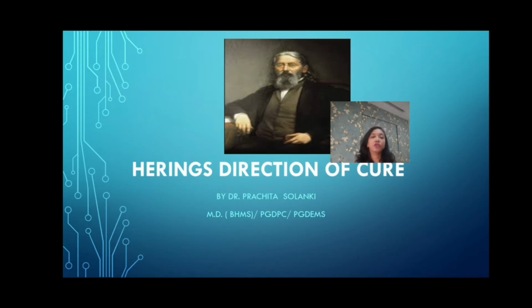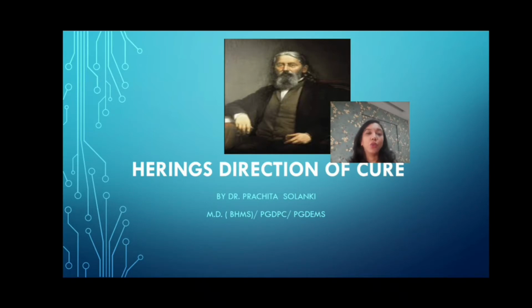Now, why has a master given this? First, we'll understand this. A master has given this because when you give a medicine, you need to understand where the case is heading. Is it heading towards suppression, palliation, or cure? If it was not given to us, how would we understand where the case is exactly going? So a master has given us Hering's direction of cure.